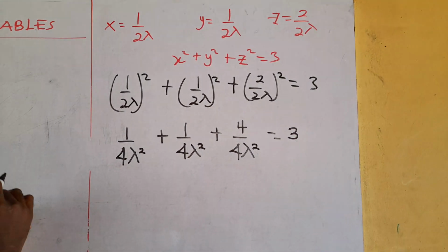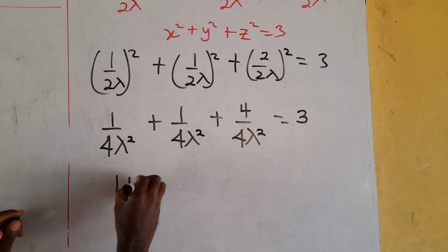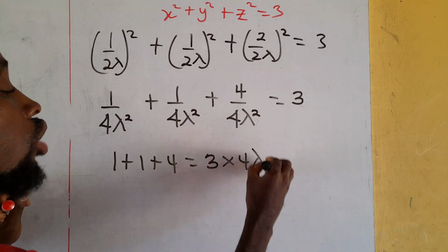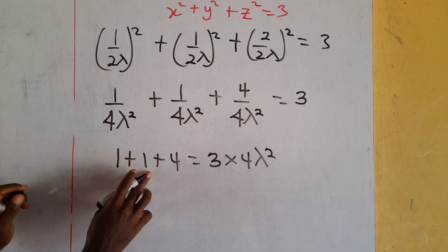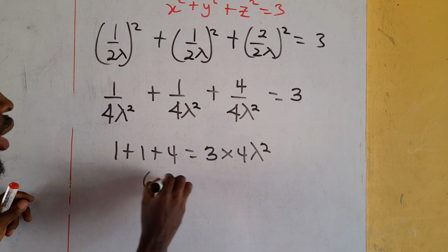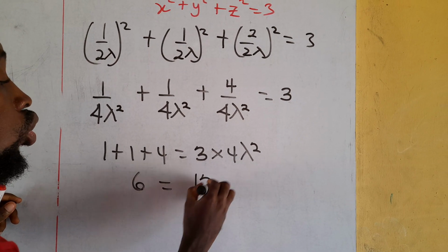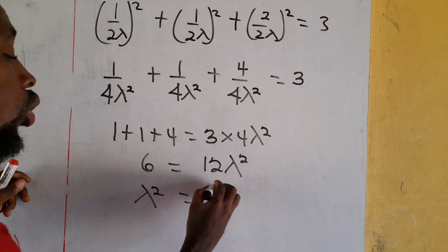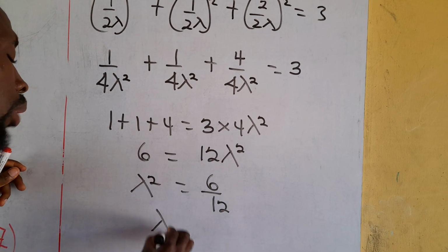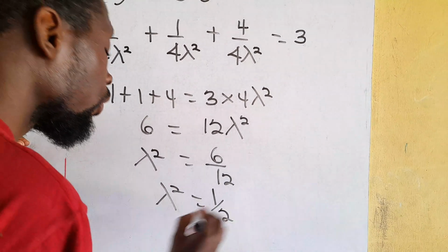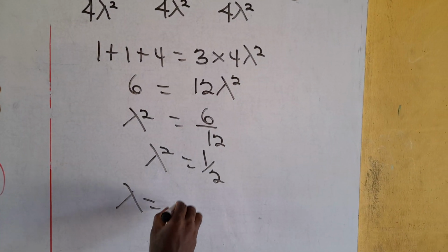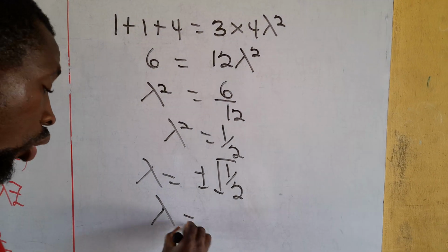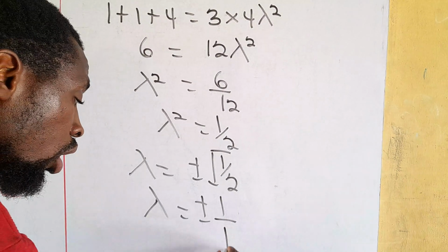When we multiply through by 4 lambda squared, we get 1 plus 1 plus 4 will be equal to 3 times 4 lambda squared. 1 plus 1 is 2, plus 4 will be 6. 3 times 4 will be 12, so 12 lambda squared. When we divide both sides by 12, our lambda squared will be equal to 6 over 12. Lambda squared will be equal to half, and lambda will be equal to plus or minus the square root of half. So our lambda will be equal to plus or minus 1 over the square root of 2.